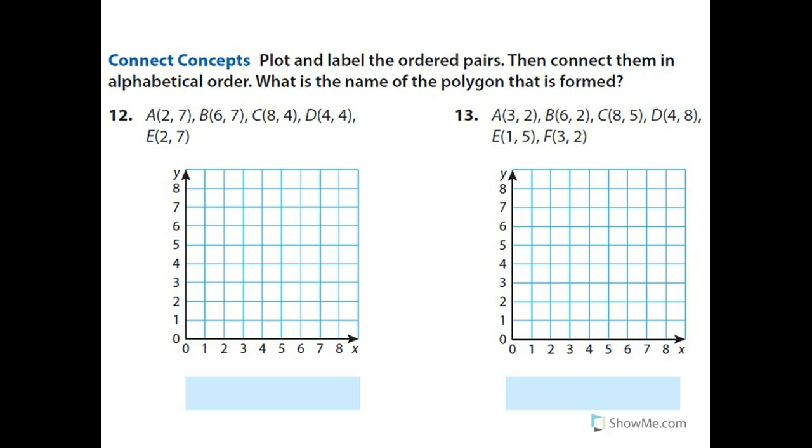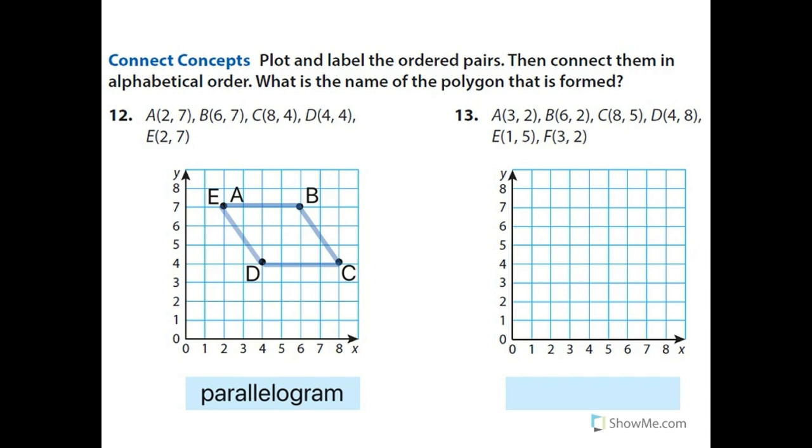Let's connect concepts. It says plot and label the ordered pairs, then connect them in alphabetical order. What is the name of the polygon that is formed? Let's see if you can do that. I'll go ahead and do that and then we'll go over it. This is what it would look like. That's that shape, and here's what it's called. It is a parallelogram.